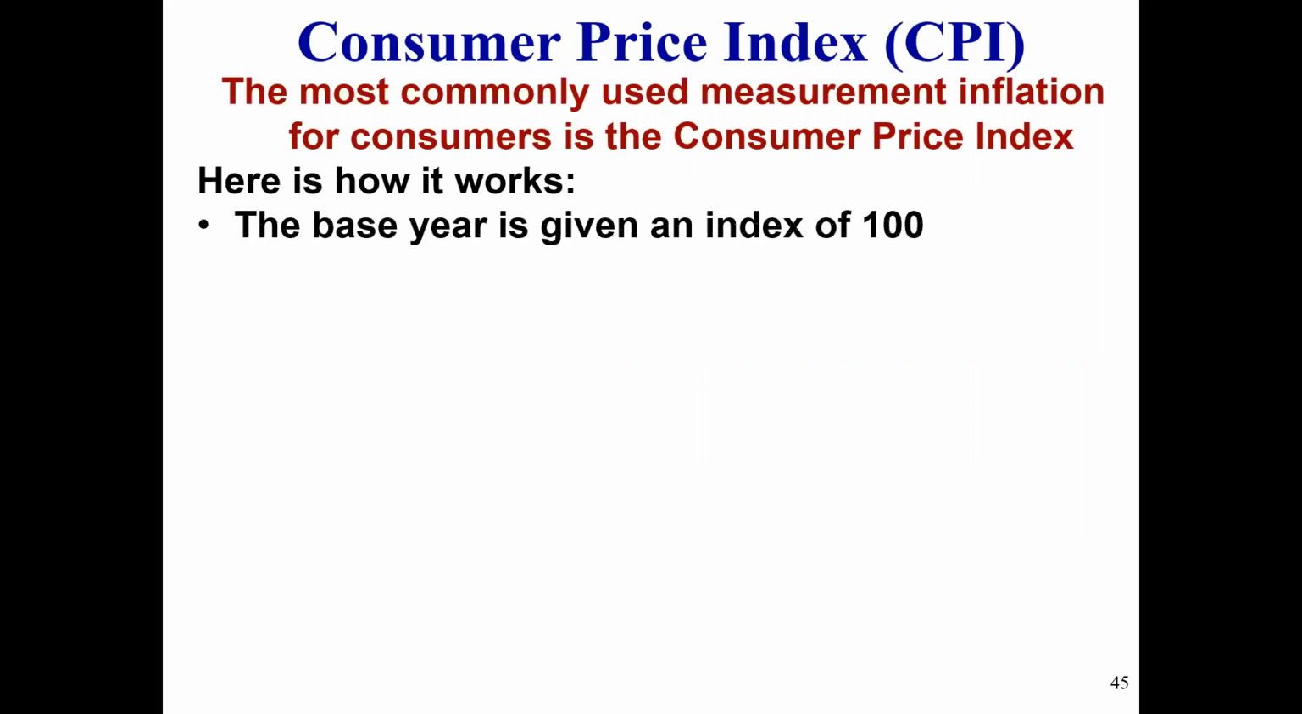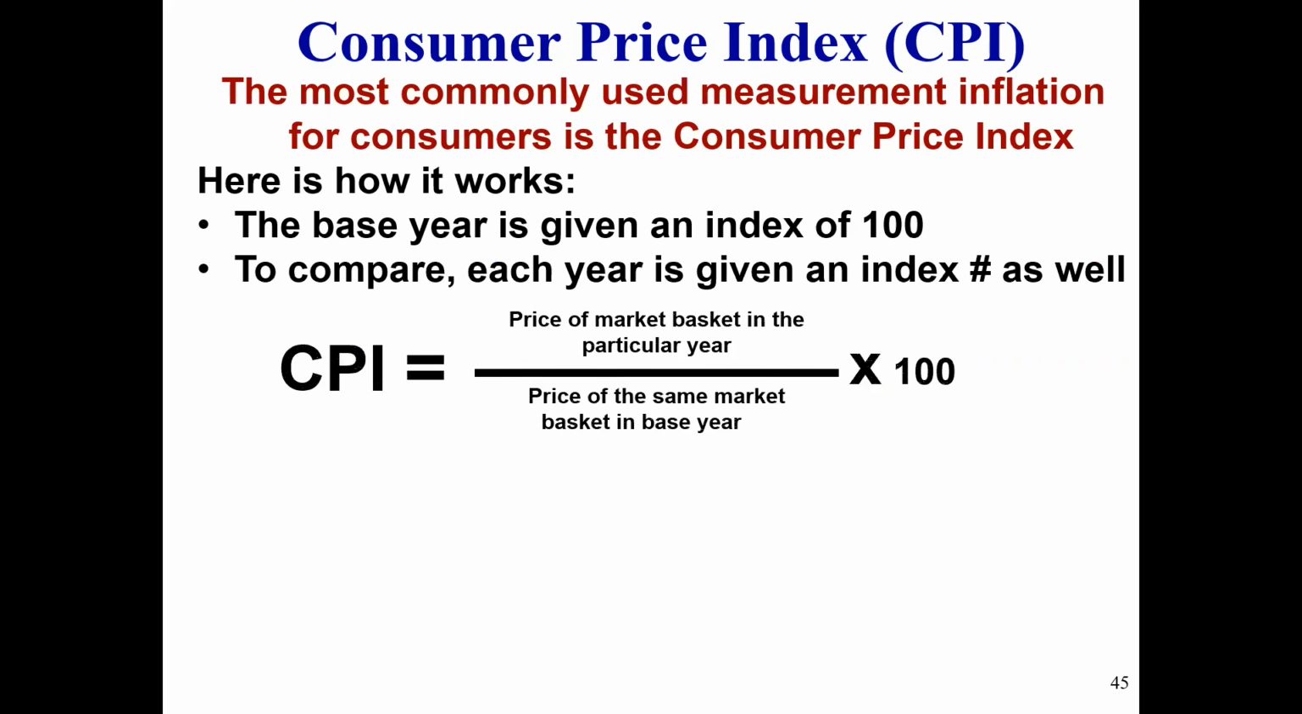All right. The base year is given an index of 100 for both of them. So they could either say like 1982 is the base year and give it to you, or they could put 100 in a chart and you have to know it's the base year. All right. CPI index is price of the current basket over price of the market basket in the base year times 100.